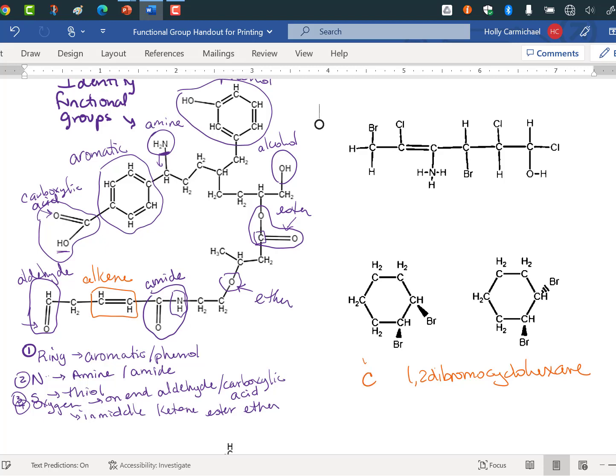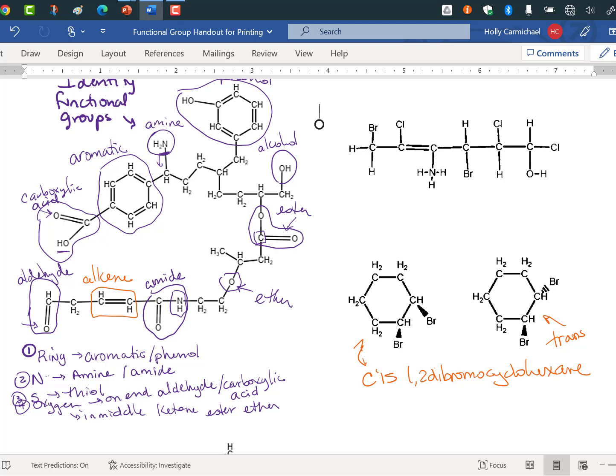So this one would be cis-1,2-dibromocyclohexane, because it's got the two wedges. But then when I look at the one over on the right side, that would be trans. So notice I have a wedge and a dash. That's the easiest way to pick them out, and that's how you'll see them.